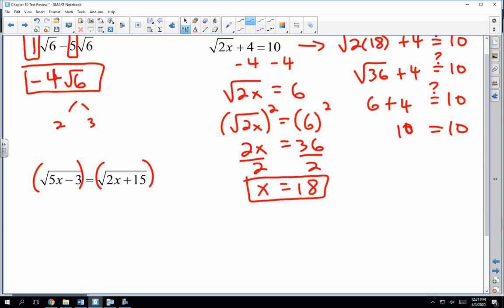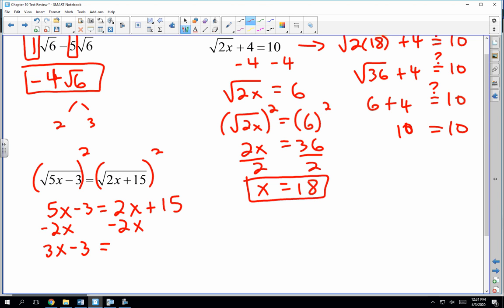All right, this second one here. Everything has a radical over it on each side. There's nothing to add or subtract from each side or divide or multiply. We're just going to jump right into squaring each side. We've got 5x minus 3 equals 2x plus 15. And from this point on, pretty basic equation going back to the beginning of our semester. I like to collect the variables first, so I would subtract 2x on each side. That's what I would do first to get a positive 3x minus 3 over here on the left equals 15.